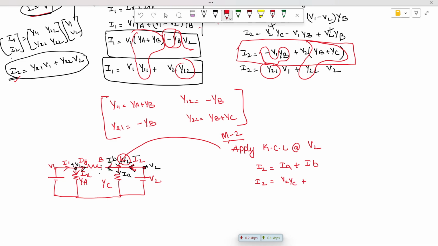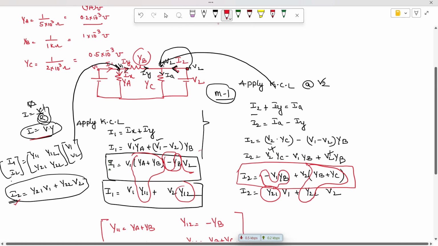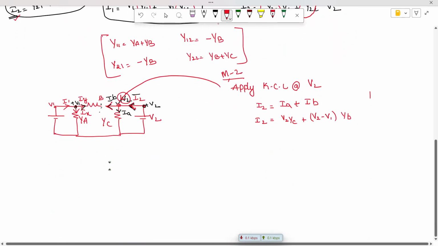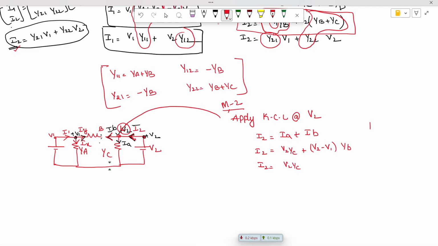Now current IB is flowing in this direction, from 2 to 1. Then we have to write high potential V2 minus V1 into YB value. So V1, V2, you can see this value, this is the YB value. Now let's try to segregate in the standard format. So I2 is equal to V2 YC plus V2 YB minus V1 YB.